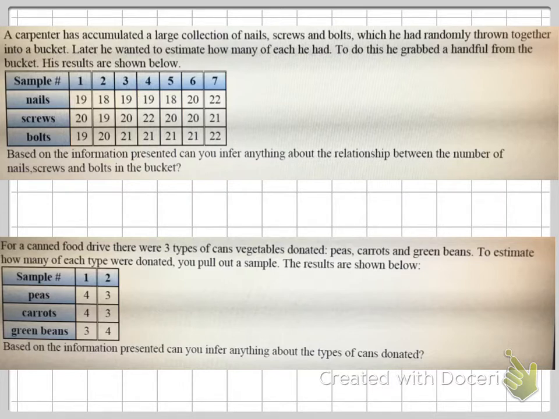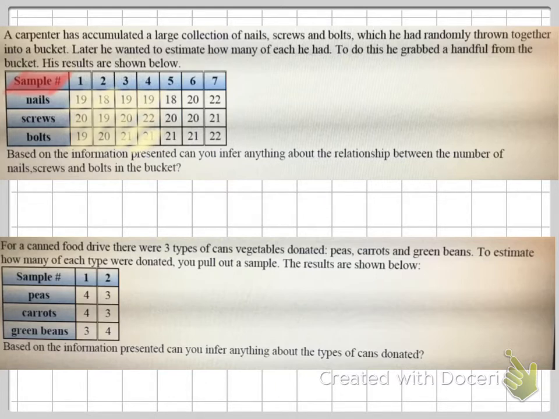To do this, let's first look at his samples. The samples refer to how many times he pulled stuff out of the bucket, and he did this 7 times. Each time that he did this, he gathered information about the quantity of how many nails, screws, and bolts he had. In sample 1, he had 19, 20, and 19. In sample 2, he had 18, 19, 20. Sample 3, 19, 20, and 21. Sample 4, 19, 22, and 21, and so on.